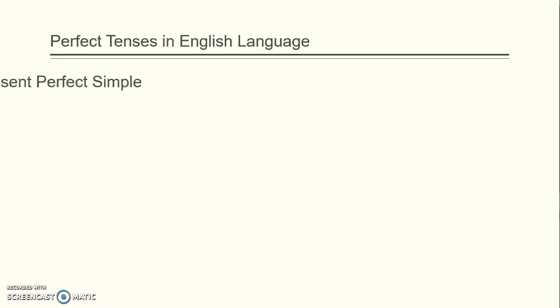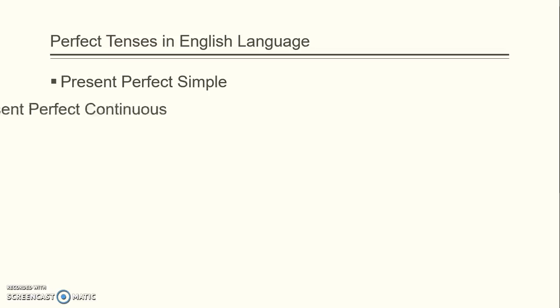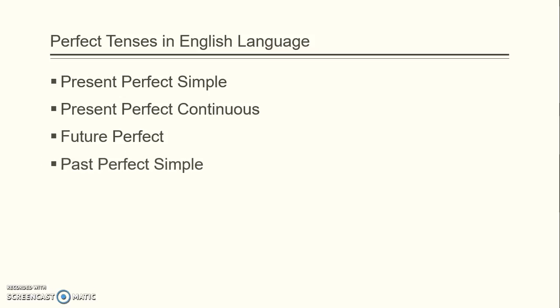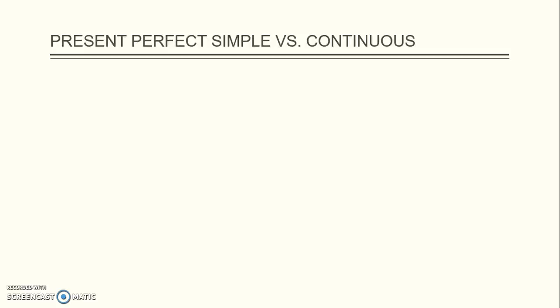The perfect tenses of the English language we're going to deal with in this tutorial are the present perfect simple, the present perfect continuous, future perfect, past perfect simple, and past perfect continuous. We'll start dealing with the differences between the present perfect simple and the present perfect continuous.